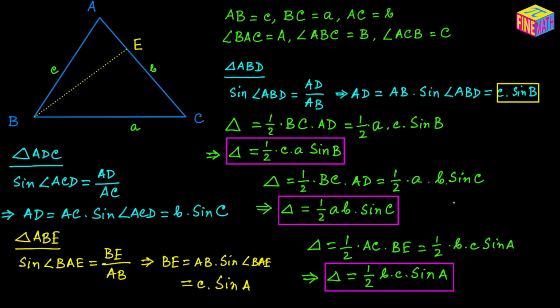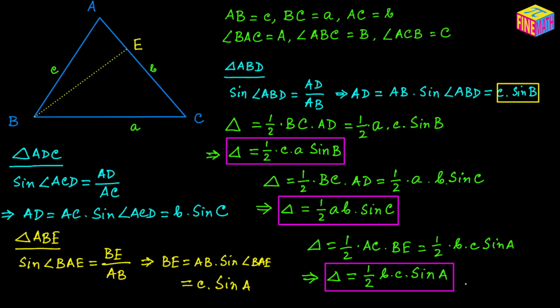Similarly, if you look at the second formula, there you have half times a times b times sine of C, and that angle C is actually included between the sides denoted by lowercase a and lowercase b. That will be the case in the third formula also, where the angle A is actually included between the sides denoted by lowercase b and lowercase c.